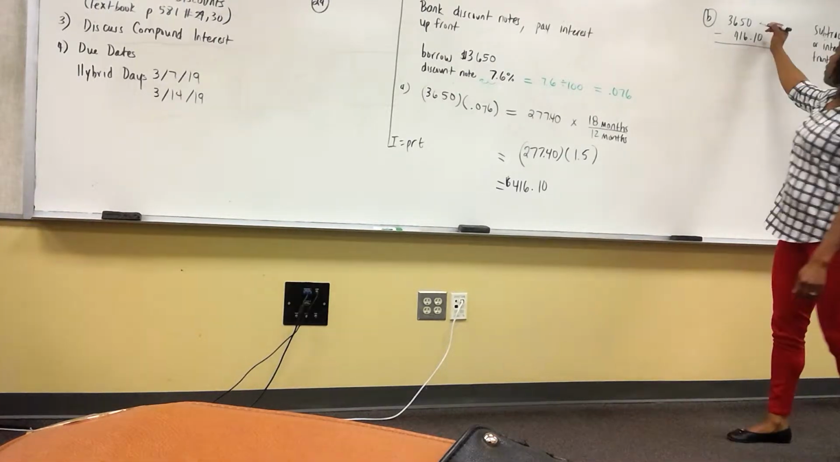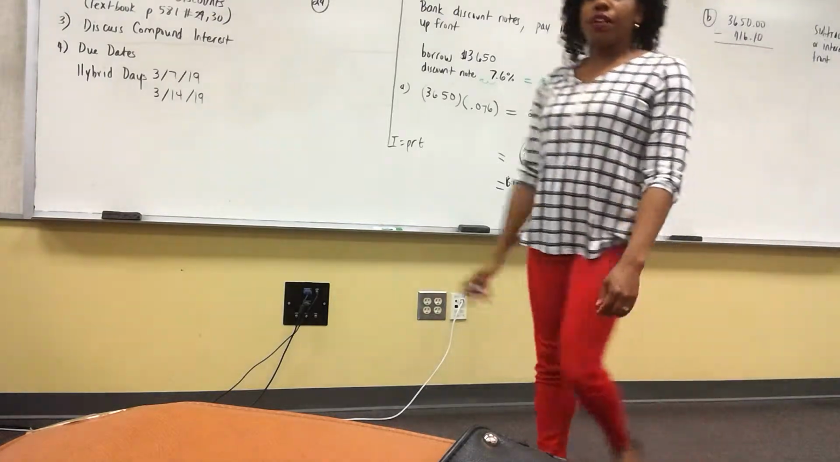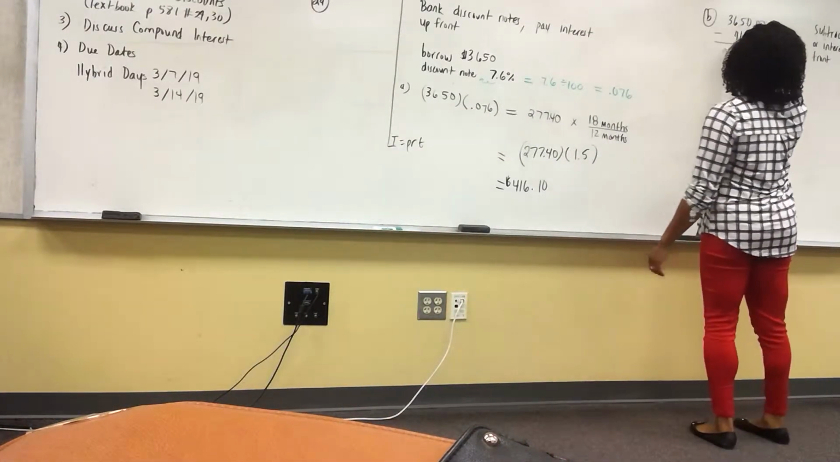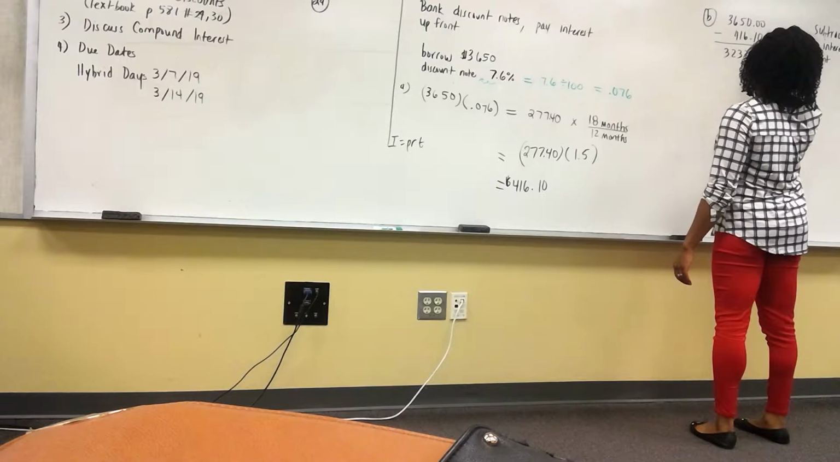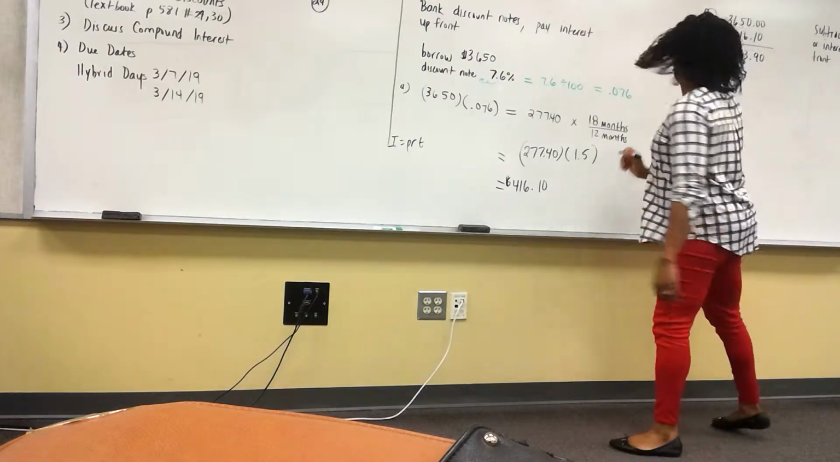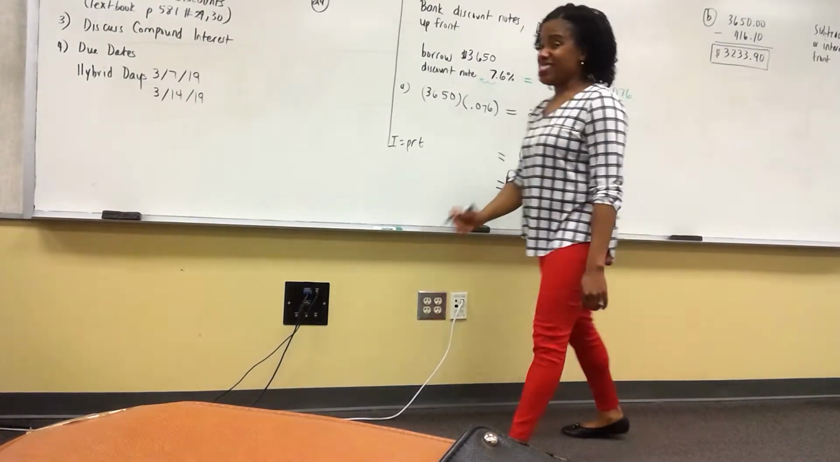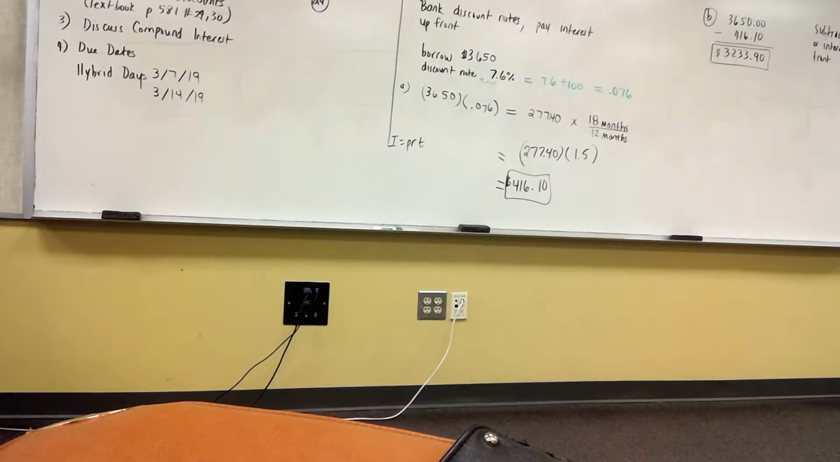So what's the difference between the amount that she borrowed and the amount of the interest she had to pay up front? $3,233.90. Yeah. So this is how much money she left the bank with, and she had to pay $416.10 as a fee up front. Well, that's the interest she paid the bank to use their money. Questions so far?